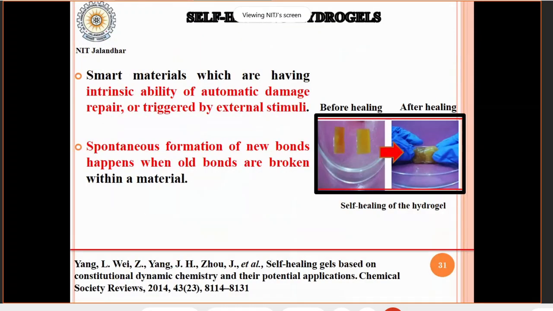Smart materials have an intrinsic ability of automatic damage repair, or are triggered by external stimuli. So such materials, again, we can call smart materials. Spontaneous formation of new bonds happens when old bonds are broken within the material. There's a continuous formation and breaking of the bonds. Breaking down of bonds and formation of new bonds takes place here. That's the smart chemistry.